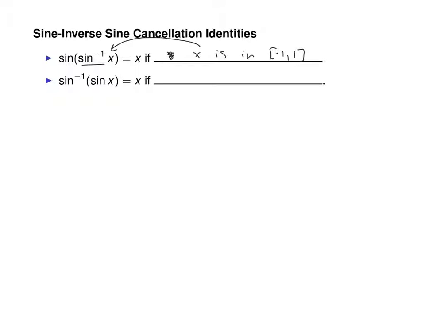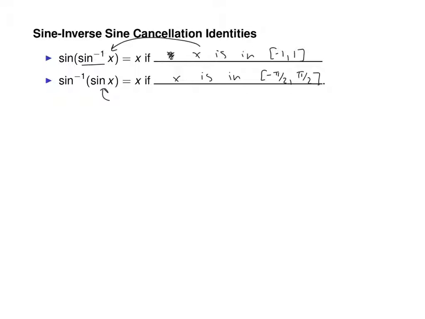And sine inverse of sine of x will cancel if that x has stuff within the right values. So what did x have to be restricted to? If x is in negative pi over 2 to pi over 2. You can still figure out some values of sine inverse of sine if you're not within that range, but the stuff will not cancel.